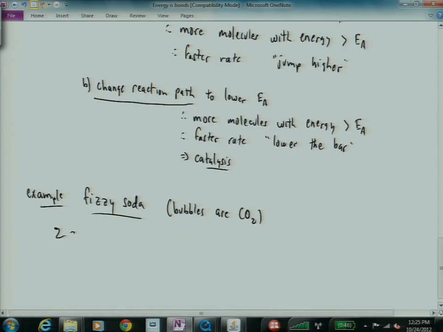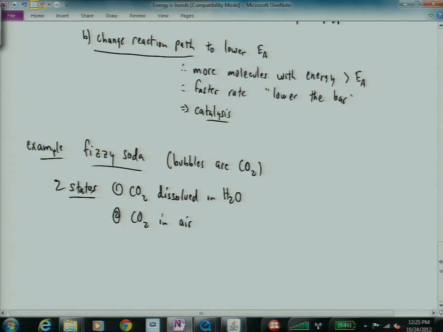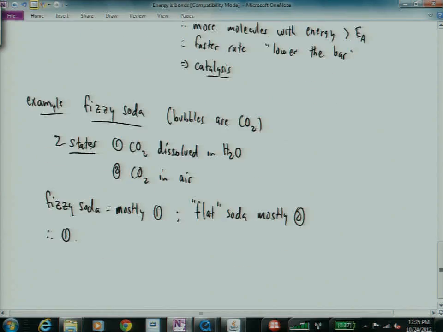And fizzy soda is mostly 1, and flat soda is mostly 2. All right, cool. So that, therefore, 1 to 2 is spontaneous. But it's slow. How do you know it's slow?